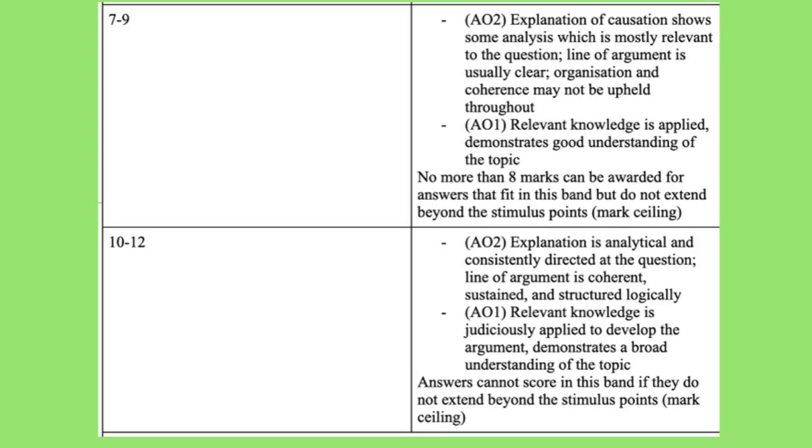These are the top 2 bands. Now here we're seeing words like analytical, consistently directed to the question, coherent, logical. So firstly, in order to be analytical, you need to have stated the factor that you think was an important cause and then explained it. So you've brought in bits of your own knowledge. You've explained why that caused the event.